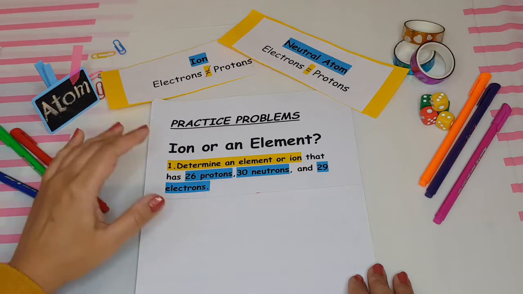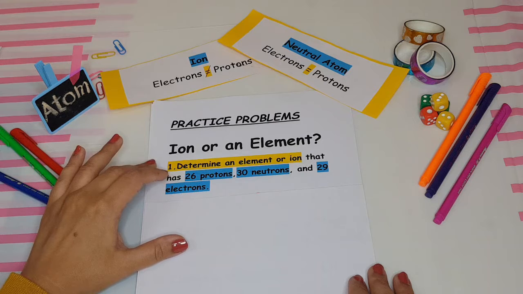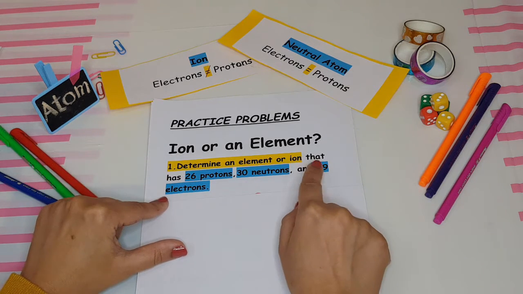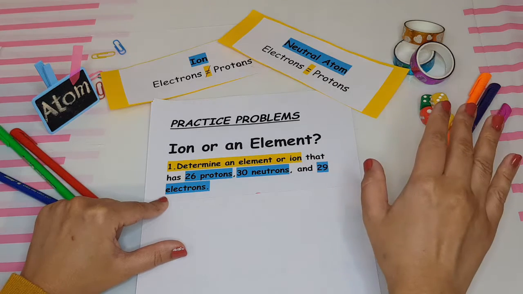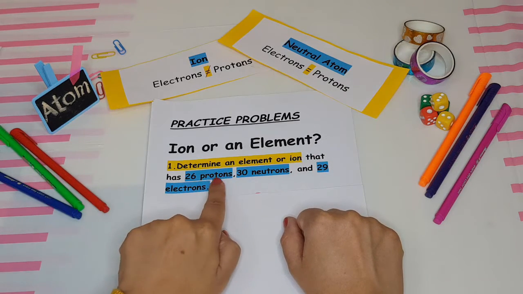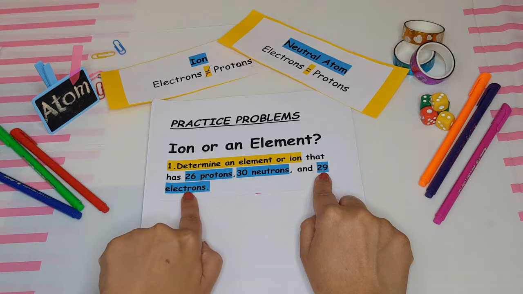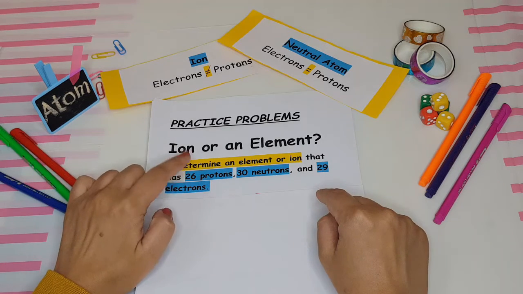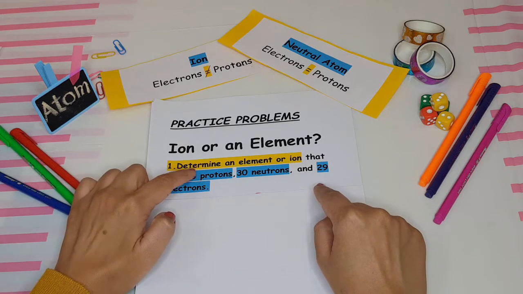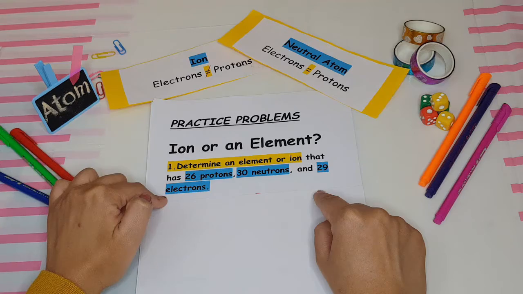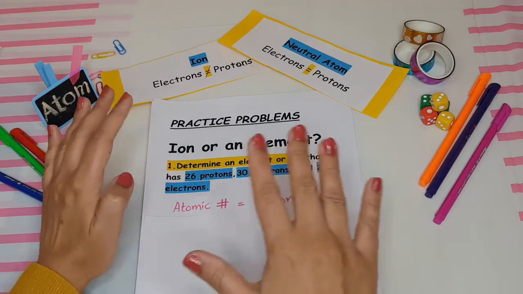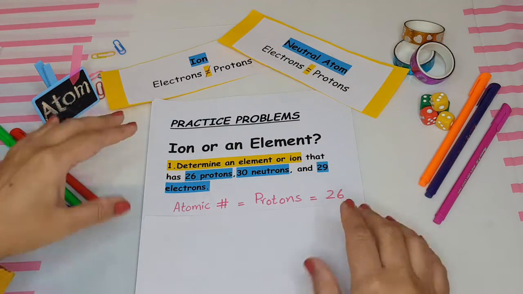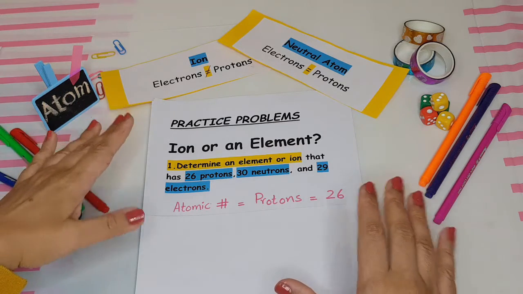Here is the problem. Determine the element or ion that has 26 protons, 30 neutrons, and 29 electrons. Here is the key. If you look at the number of protons and the number of electrons and they are equal, it means it's a neutral atom. However, in this case, we have different numbers of protons and electrons. So we know this is an ion, having some charge on it.